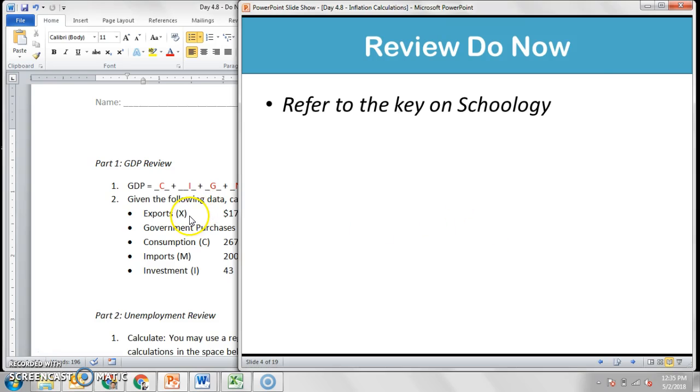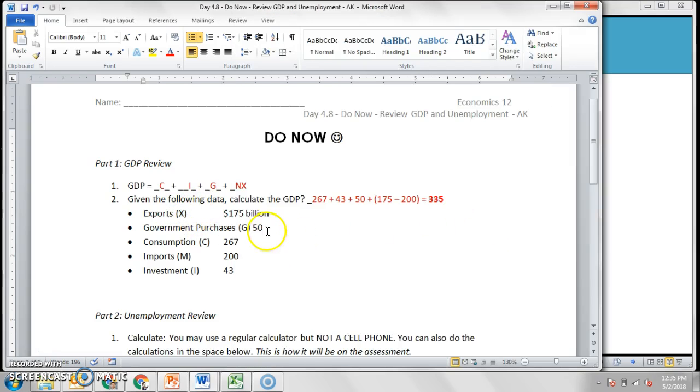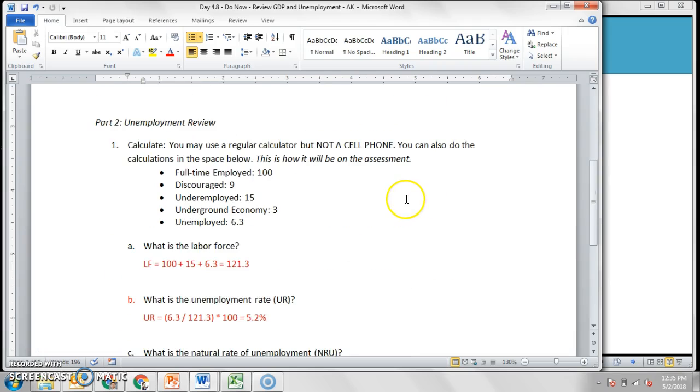For your do now, I had a review of GDP. You can take a look here. I've also uploaded this key to Schoology. Again, with GDP, people most often make a mistake here with the net exports: exports minus imports. For unemployment, the labor force is going to be all of your employed plus your unemployed.